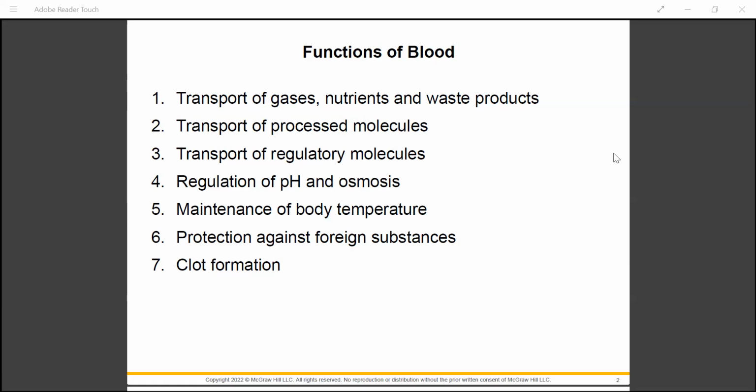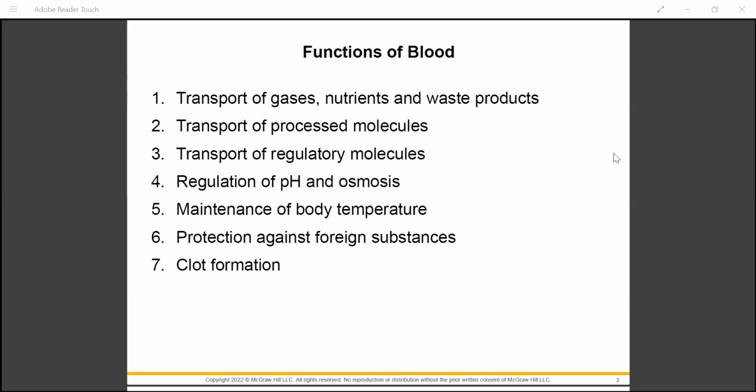Our blood helps us maintain homeostasis with regulation of pH, or our acid-base balance. It also has a role in osmosis. Remember, this is the movement of water, and so this happens between the blood and our body's tissues. There's water movement to help regulate and maintain proper concentrations and pressures.